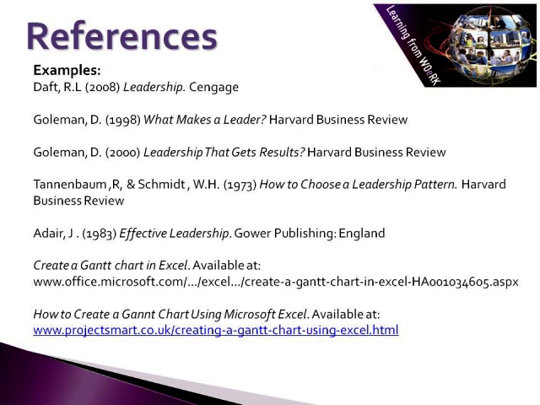A much older article by Tannenbaum and Schmidt in the Harvard Business Review in 1973 provides an interesting, although somewhat dated, approach to decision-making in terms of the leadership styles of autocratic, democratic and laissez-faire or covert. And then John Adair's book, Effective Leadership, is highly relevant to the project leader. And then just going back to the ideas of project planning, the internet-based example of creating a Gantt chart using an Excel spreadsheet returns very much to the planning aspects of project management and leadership, reminding us that there are these two strands, the planning and the control elements.